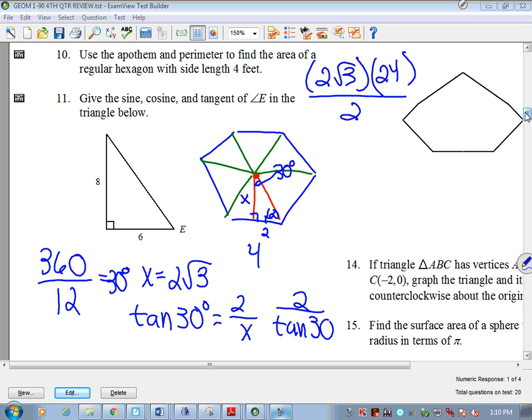Ultimately, 2 radical 3 times 24 is going to be 48 radical 3, divided by 2 is 24 radical 3. I don't know how specific they want you to be, but this is going to be an exact answer. What is the answer at the bottom? Okay, so exactly that then. So 24 radical 3 feet squared.